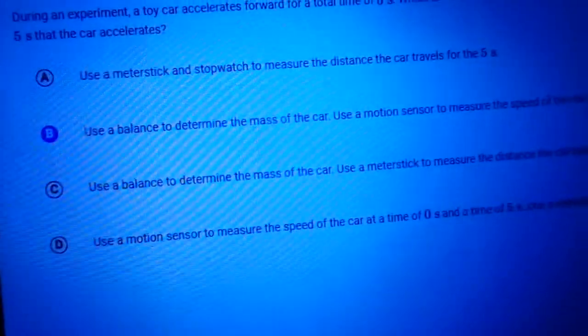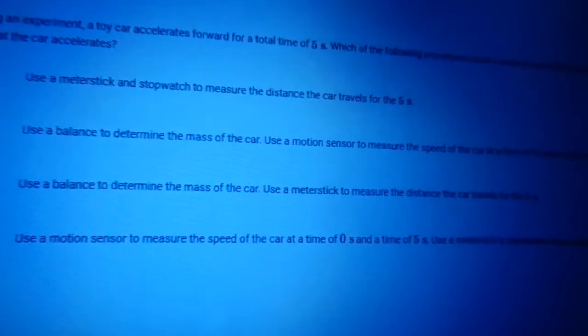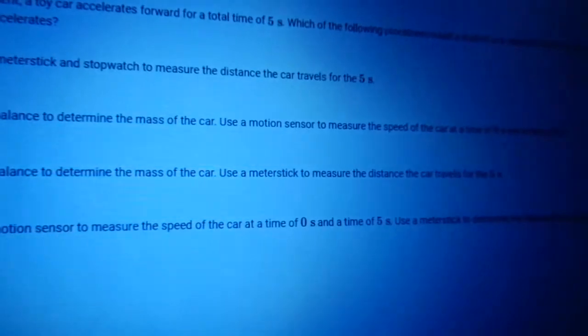Alright, next. And you can already see what I ended up choosing. Sorry about that, but this is just showing you how to do it. Use a balance to determine the mass of the car. So we write m, because that would tell us the mass. Then use a motion sensor to measure the speed from 0 to 5 seconds. So we would also know change in velocity.